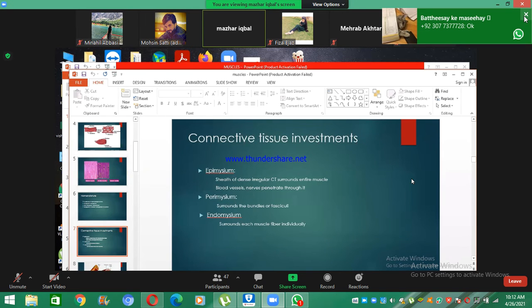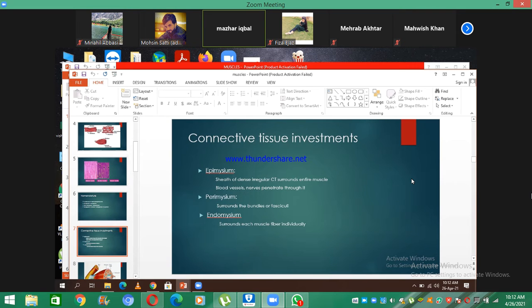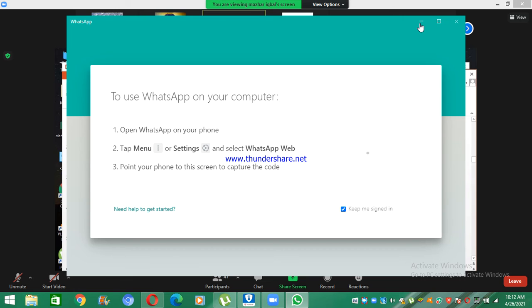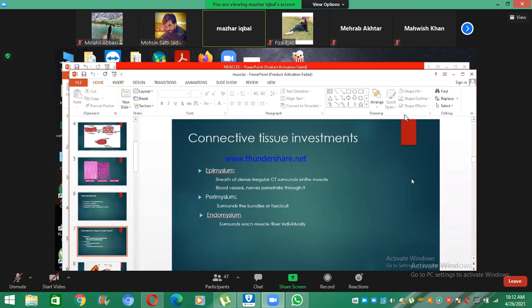Epimysium is a sheath of dense irregular connective tissue that surrounds the entire muscle. Any muscle, like the latissimus dorsi or the brachialis, is covered by a connective tissue cover, which is dense irregular connective tissue known as the epimysium. The blood vessels and nerves penetrate through it and run in the epimysium. Then the bundle of fasciculi, that is the bundle of fibers, is covered by another connective tissue covering, which is known as the perimysium. That is again dense irregular connective tissue. And each muscle fiber is covered by the endomysium.